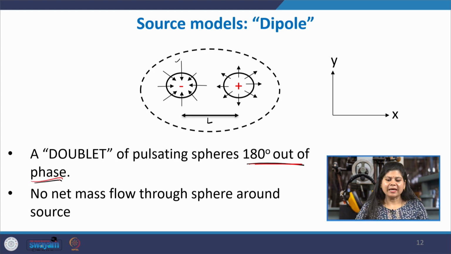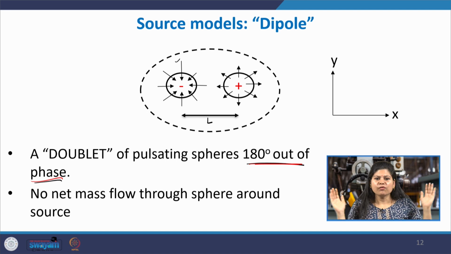So, what happens? That essentially means that if we represent each monopole as a ball of mass that is expanding and contracting, imagine two balls of mass: when one expands, the other contracts, and when the first one contracts, this one expands. So, it is this kind of motion that happens.